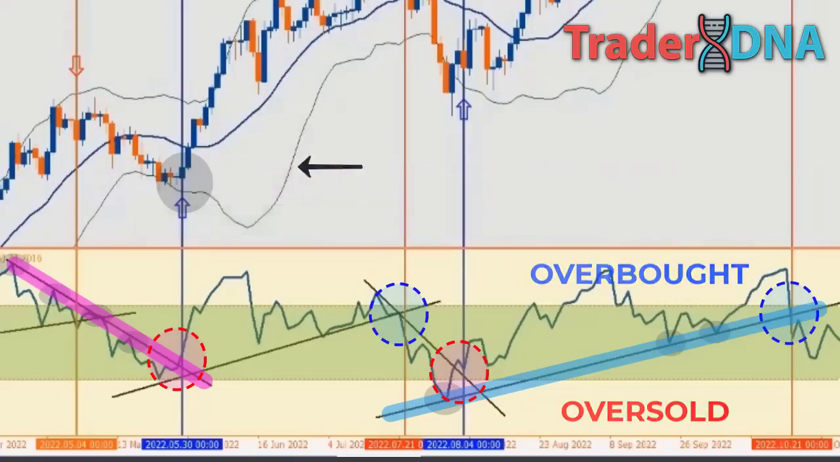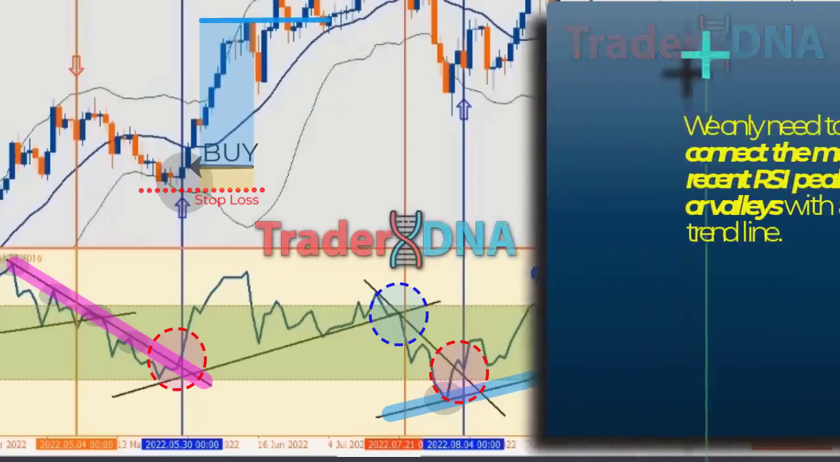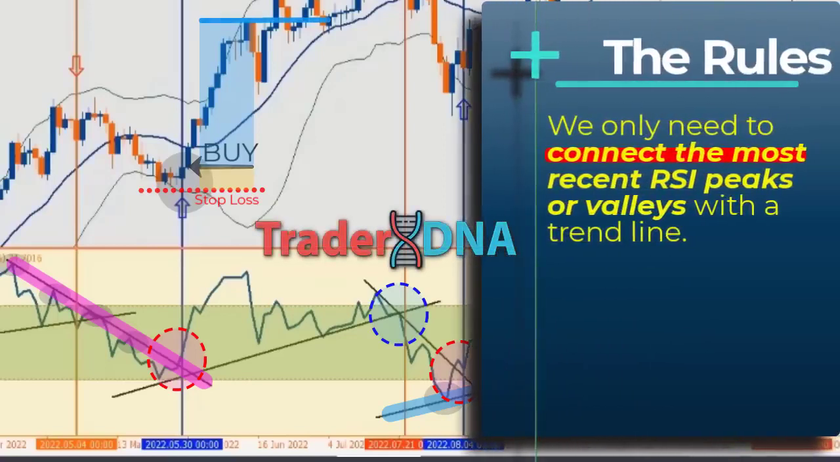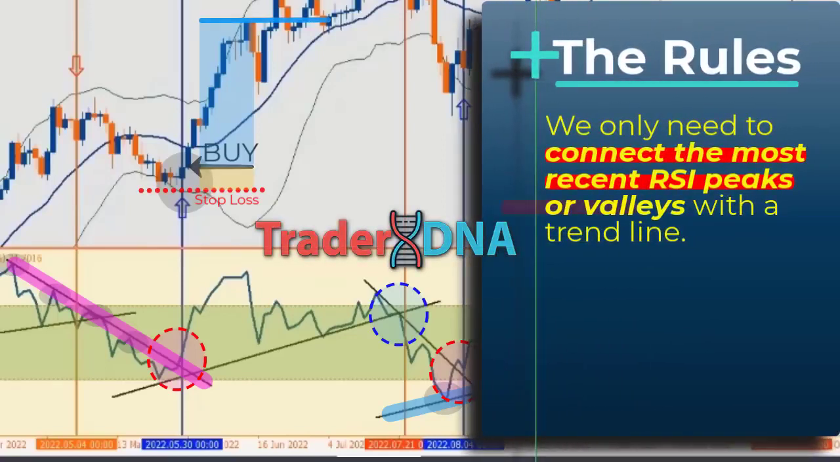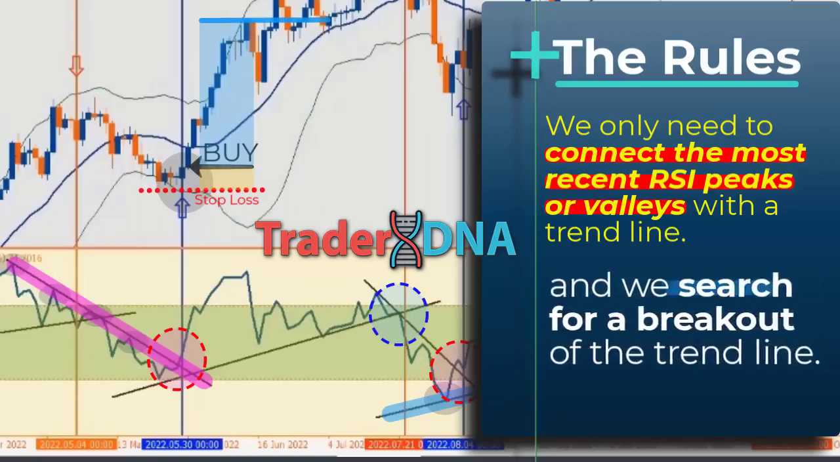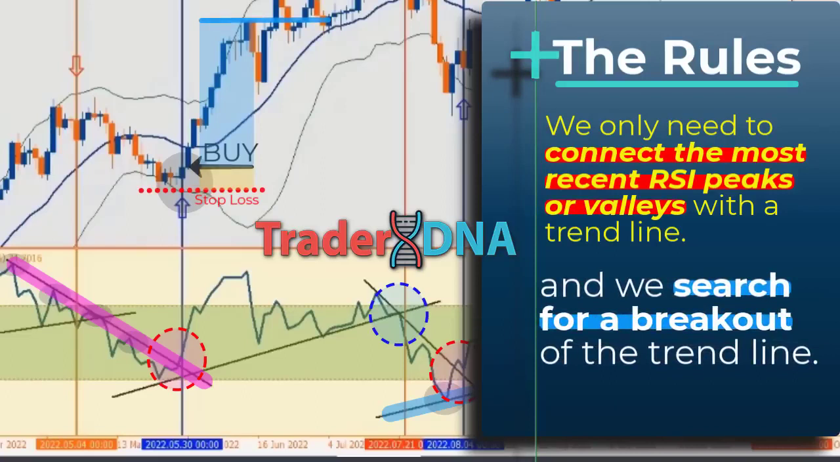Because the signals are leading rather than lagging, stops can be placed relatively close to the entry point. This allows for a good risk to reward trading opportunity. The RSI trend line approach works best on higher timeframes, but it can be used on any time frame, for day trading for example. The base rules of this technique are straightforward. We only need to connect the most recent RSI peaks or valleys with a trend line, and we search for a breakout of the trend line, which will warn us that the market has lost its steam and the prevailing trend has lost its momentum.